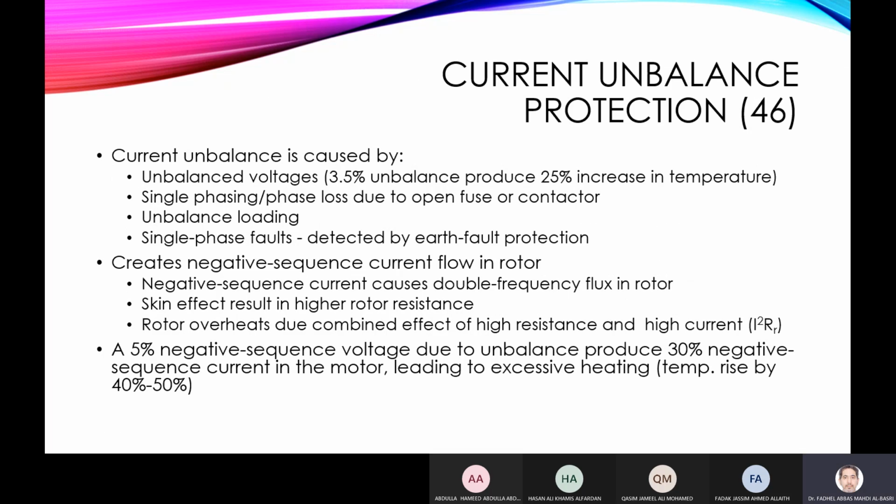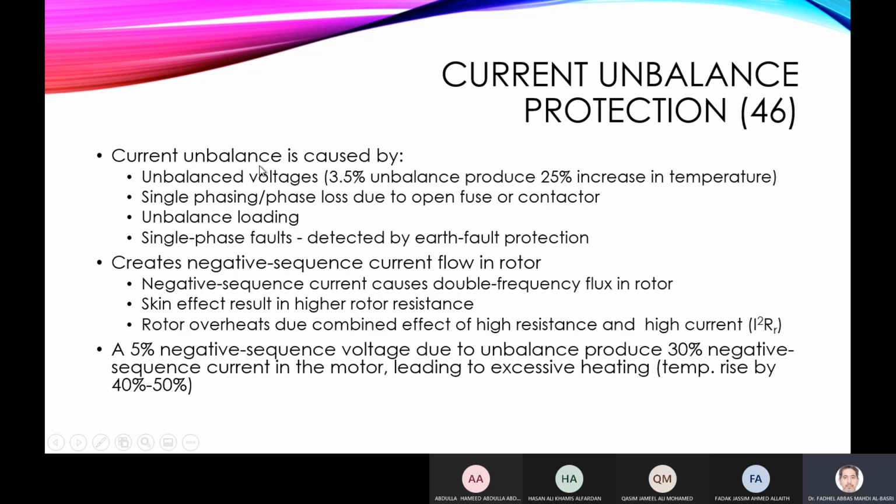This is a very important protection, the current imbalance protection, the 46. You will see current imbalance protection in many medium size and large size motors. Even in small size low voltage motors, such as motor compressors or motors in central ACs, you will see current imbalance protection. So what does this do? First, why do we want to protect for imbalance?